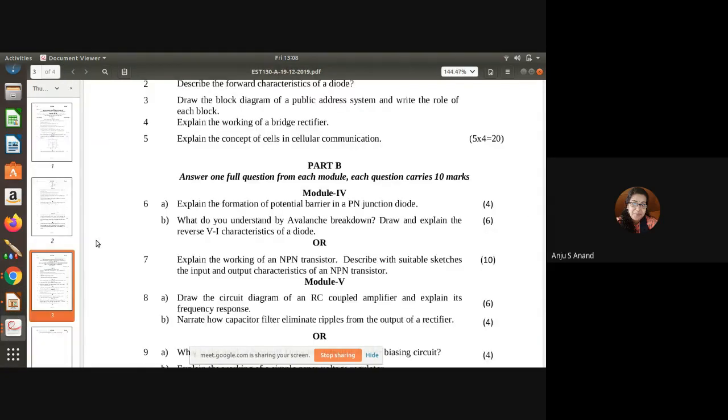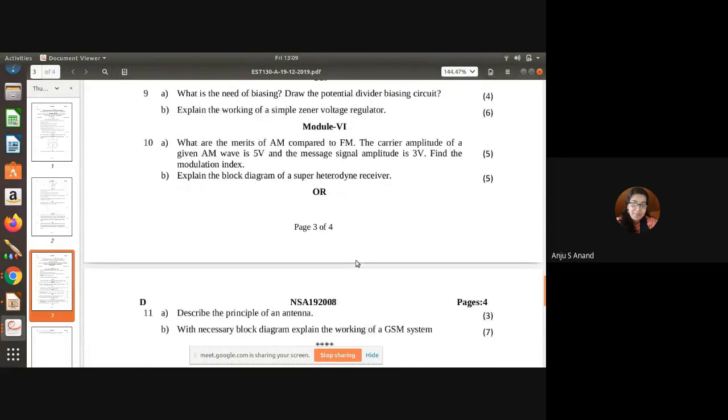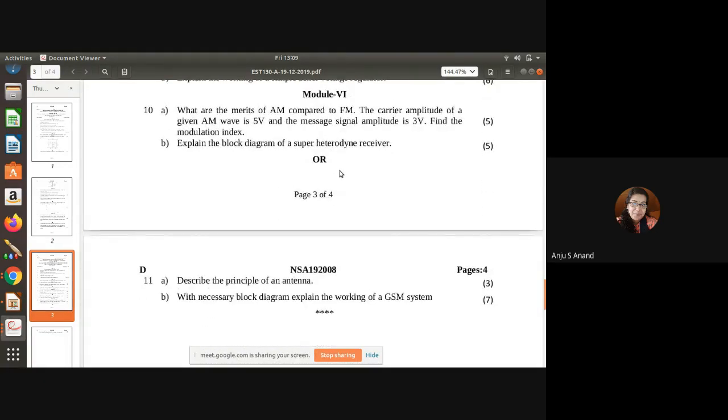Next question is from module 5, which we have already explained in part, but we did not complete module 5, so we will discuss it later. So next is module 6. What are the merits of AM compared to FM? Question number 10a.